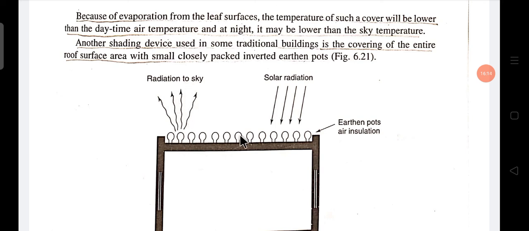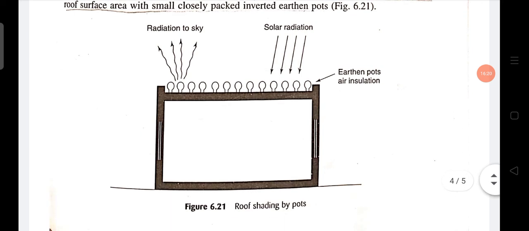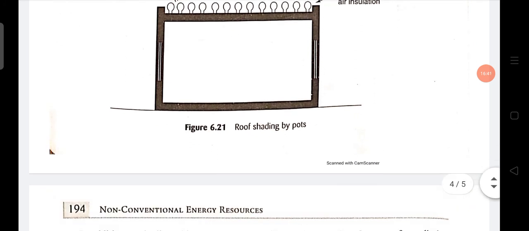Thermal emission can be passed through that earth pot air insulation. But this is not a suitable practical technology, because this pot is very delicate, and we cannot maintain or take care of our roof due to the delicacy of the earth pot.